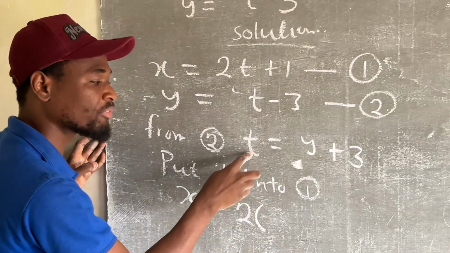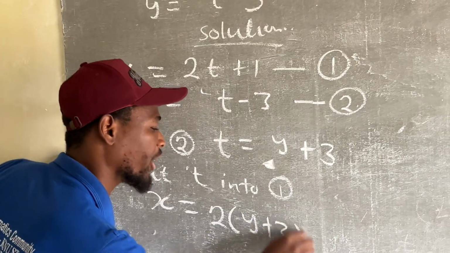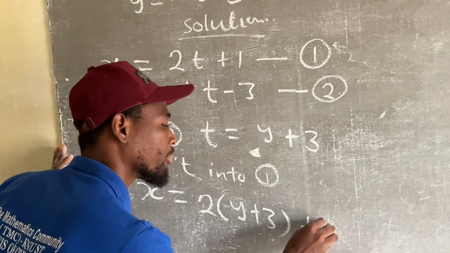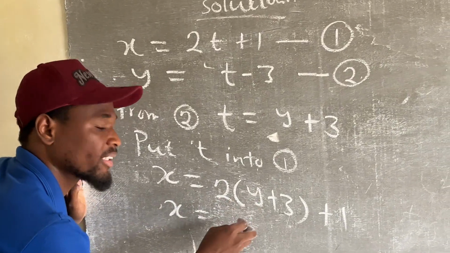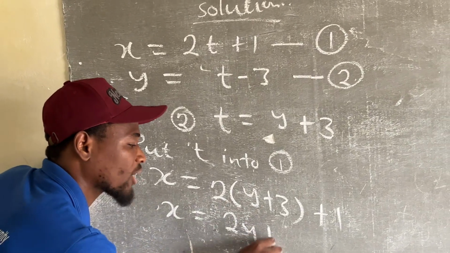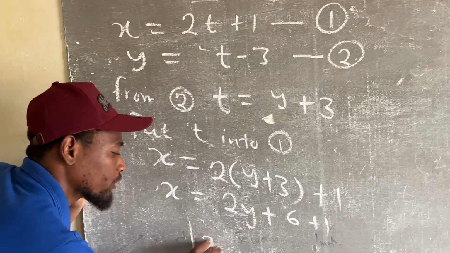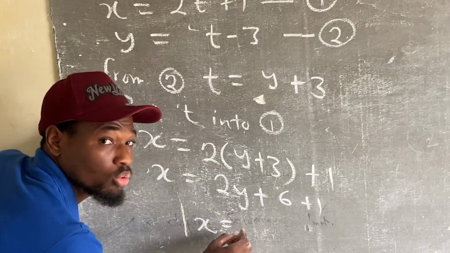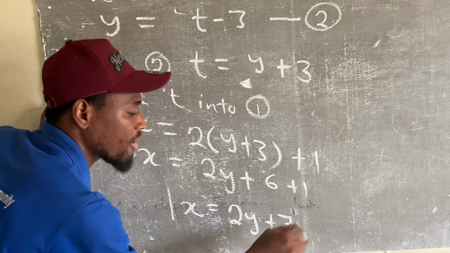But remember, we also have t equal to y plus 3, then plus 1. So therefore, we have x is equal to 2 times (y plus 3), which is 2y plus 6, plus 1. So therefore, x is equal to 2y plus 7.